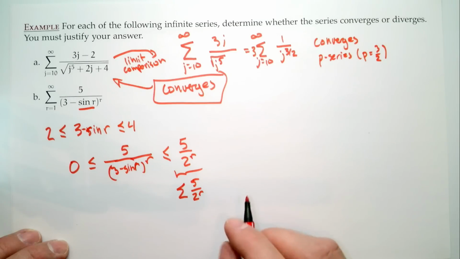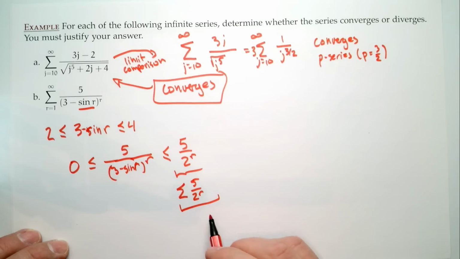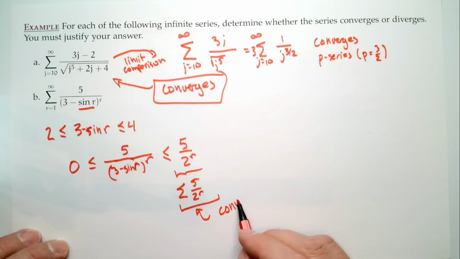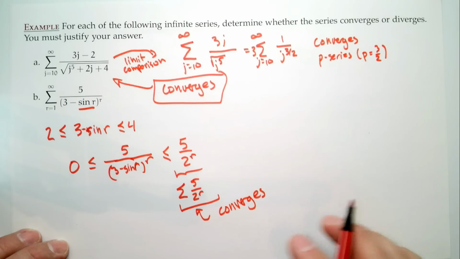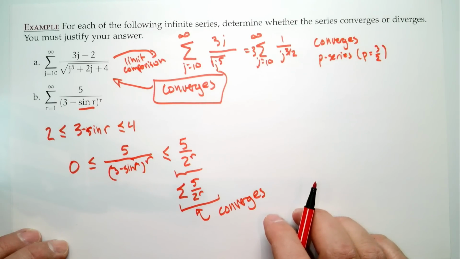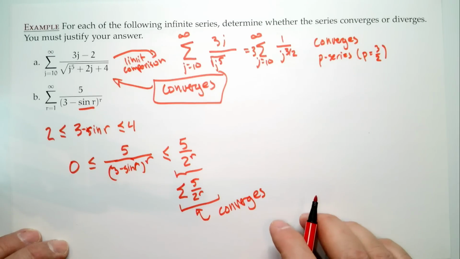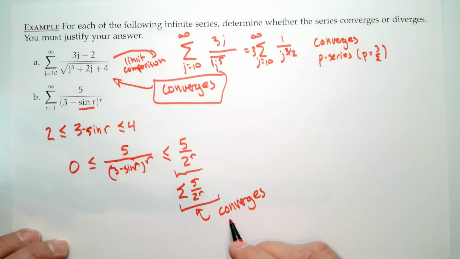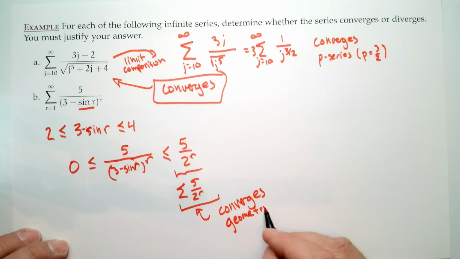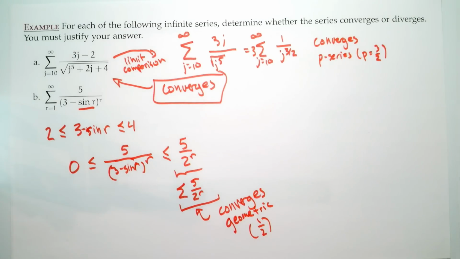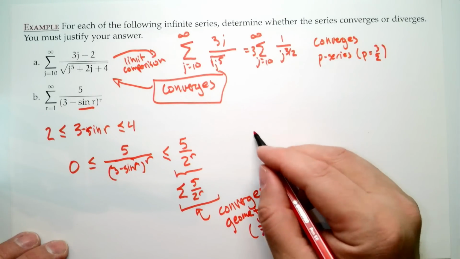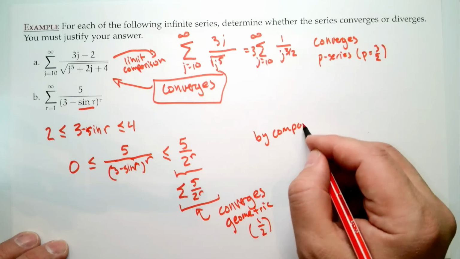And how do we know this sum converges? What are we doing? It's geometric. This is a geometric sum, and in our case it's a geometric sum where it's a 1/2. So it's really like 5 times 1/2 to the power r. So I can bound this below something which converges. So by comparison test, this also converges.